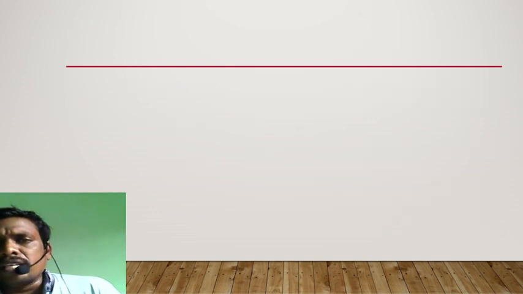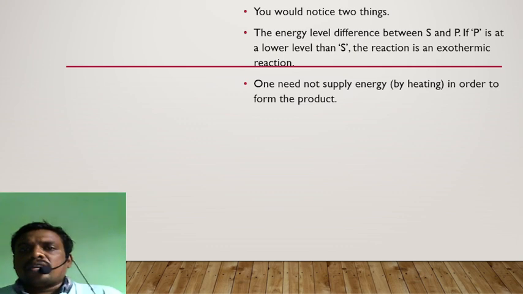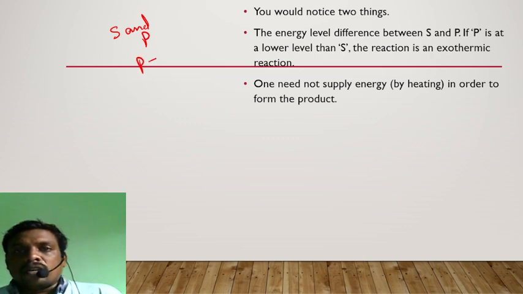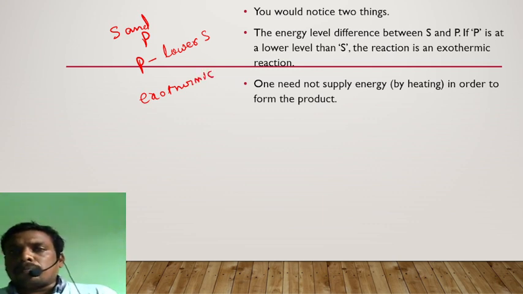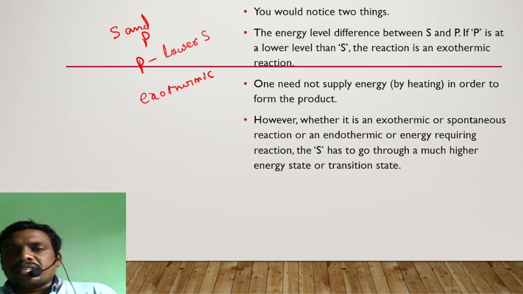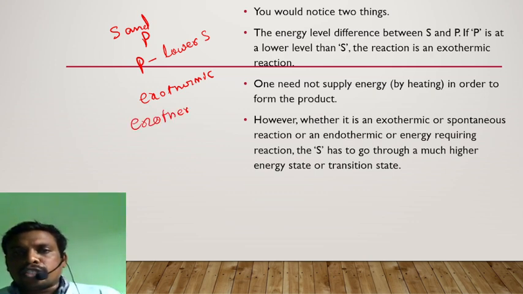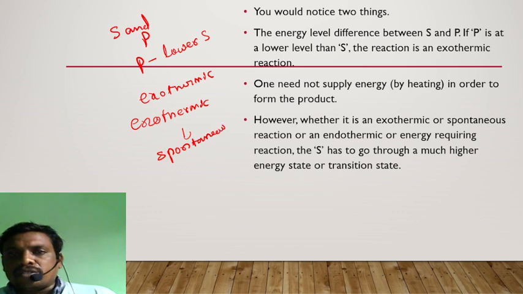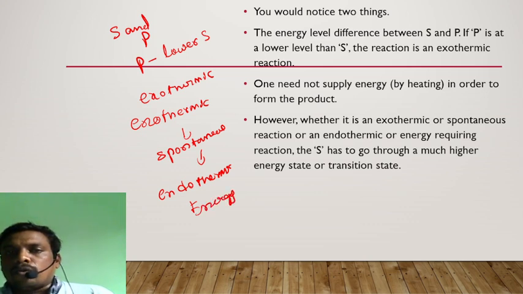Understood, everyone? Finally, if you carefully observe, you will notice two things. The energy level difference between S and P: if P, the product, is at a lower level than the S, the reaction is basically exothermic. If it is lower, one need not supply energy by heating in order to convert the substrate to the product. However, whether it is an exothermic or endothermic reaction, exothermic reactions are also known as spontaneous reactions, while endothermic reactions are also energy requiring reactions. They require a lot of energy for the process of reaction.